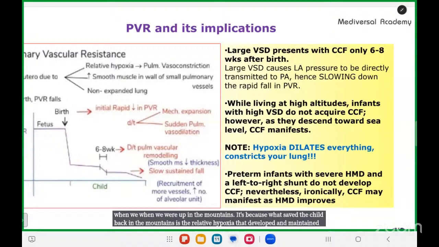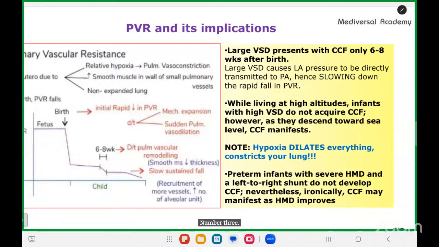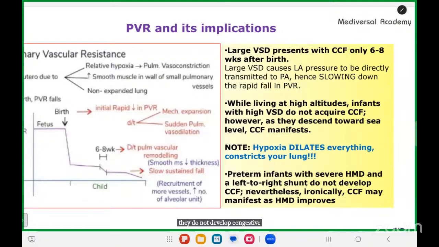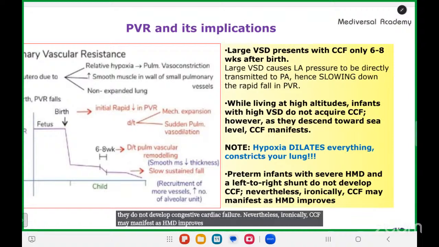Number three, preterm infants with a severe hyaline membrane disease and a left to right shunt do not develop congestive cardiac failure. Nevertheless, ironically, CCF may manifest as HMD improves. Trust me, this is so common in ICUs.